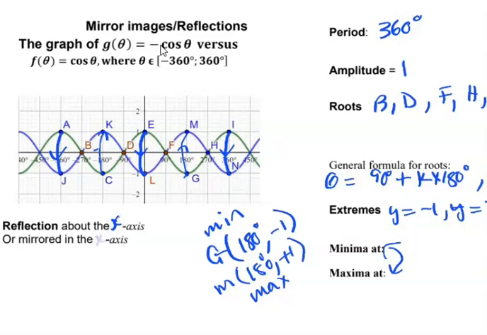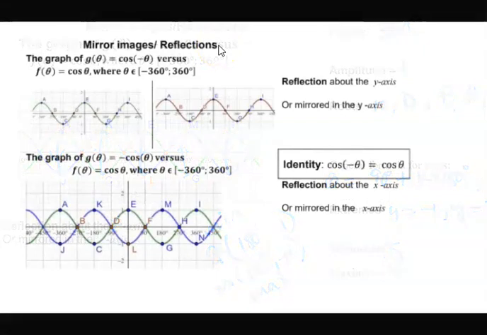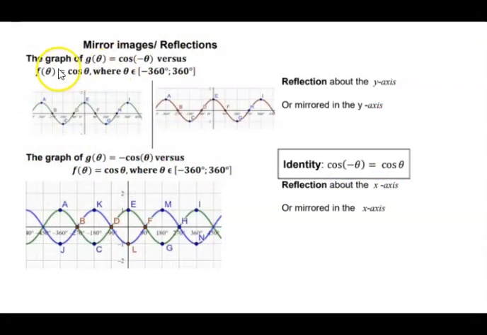On this page, we have now a summary of what we did before. First of all, we see that g of theta, which is cos of minus theta, is exactly the same as the original function, and we see it was a reflection about the y-axis, or it was mirrored in the y-axis. We also see, because the green function is exactly the same as the red function, we have an identity: cos of minus theta is equal to cos of plus theta.